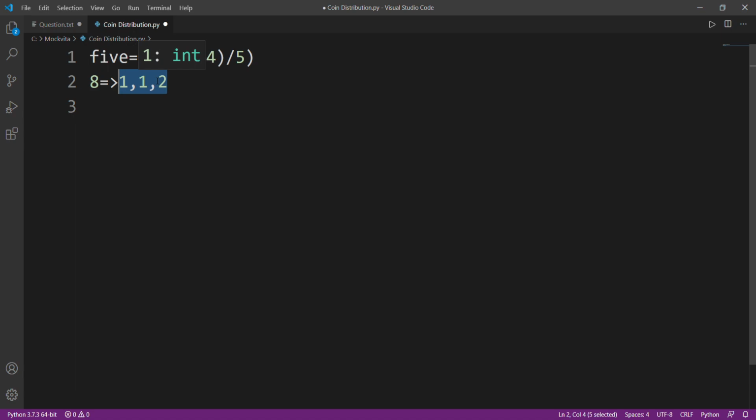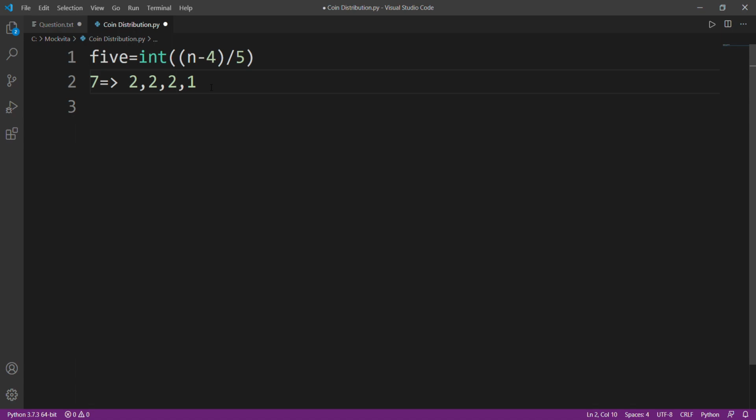Since we want to make 8, let's keep it simple. What were the options? We can use 2, 2, 2 and 2, or we can use 2, 2 and 2, and 1 and 1. But if it was 7, then we could have easily removed a single one. With the help of these, we can make all the values: 2 and 2 is 4, 2 and 1 is 3, 2, 2, 1 is 5. Okay, so this is a simple logic.